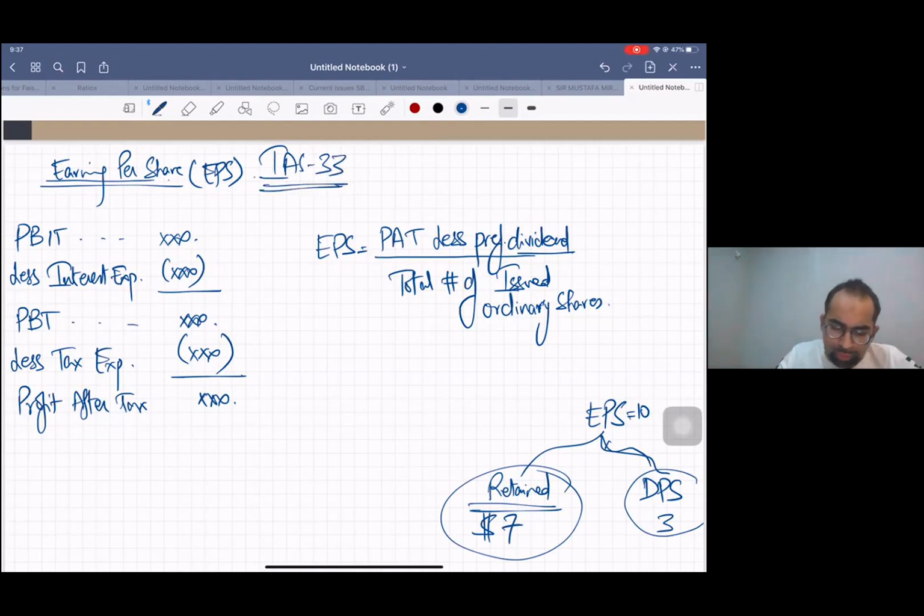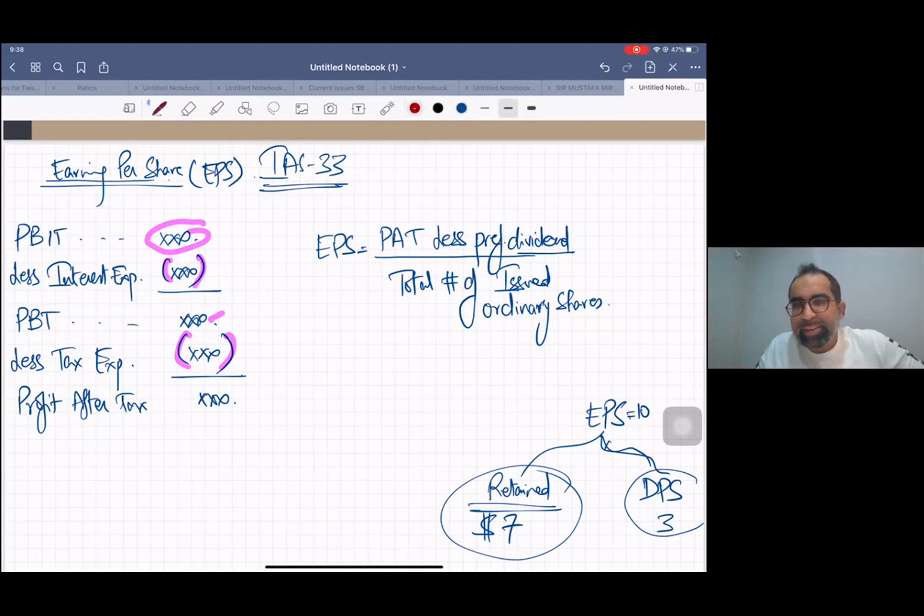First of all, I'm sure by now you must have studied the income statement. This is an extract of the income statement. I hope you remember PBIT, which is profit before interest and tax. This PBIT is not at all the property of ordinary shareholders, because from PBIT we deduct interest expense, that is finance cost. Now we get PBT, profit before tax. From this we deduct tax expense, because obviously we have to pay tax to the government. So finally, we get profit after tax.